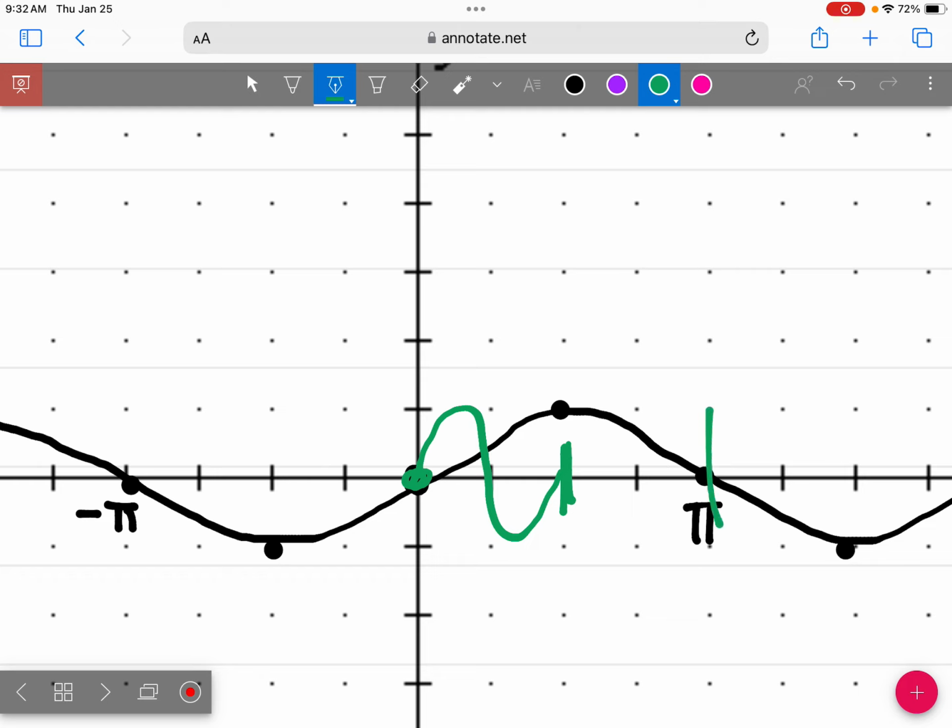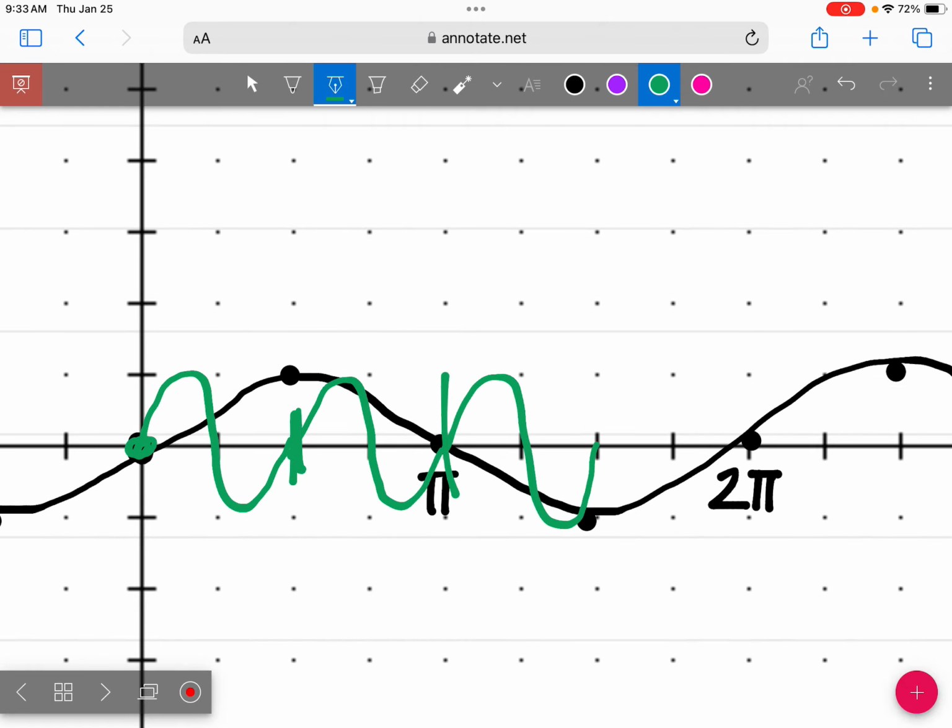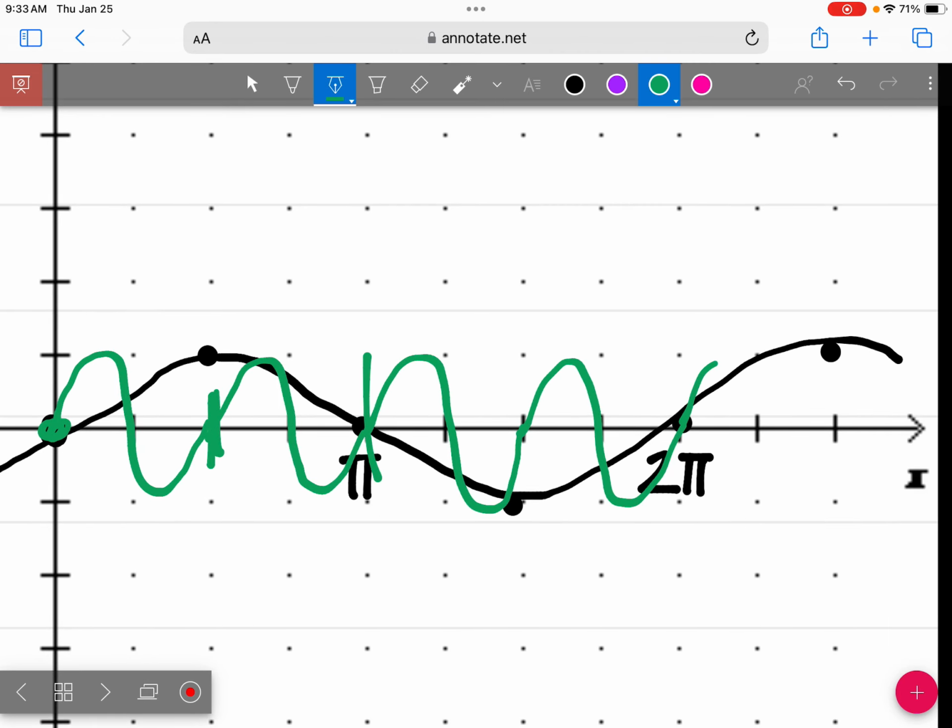So then another pi over 2 fits a whole another period. We're going to go up, down, hit. Up, down, hit. Up, down, hit. So I can fit 4 whole periods in the normal sine curve.